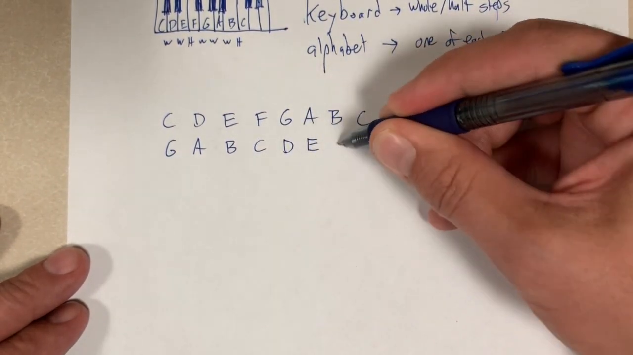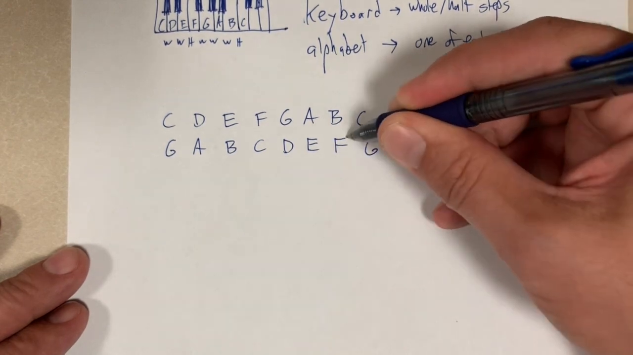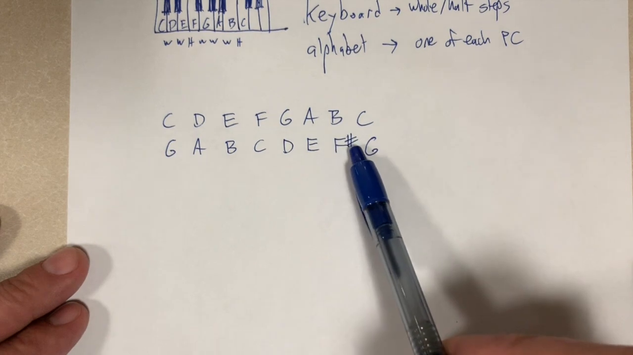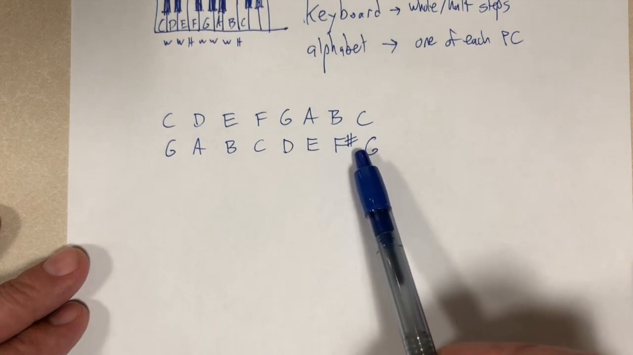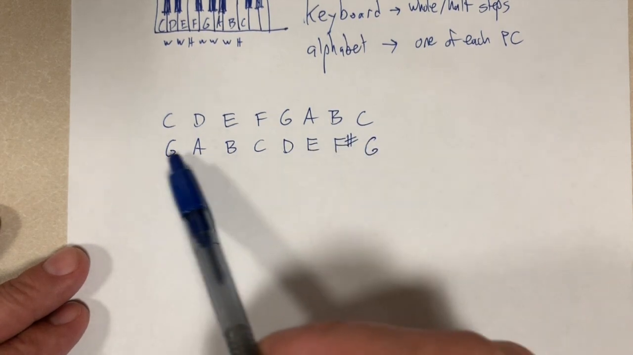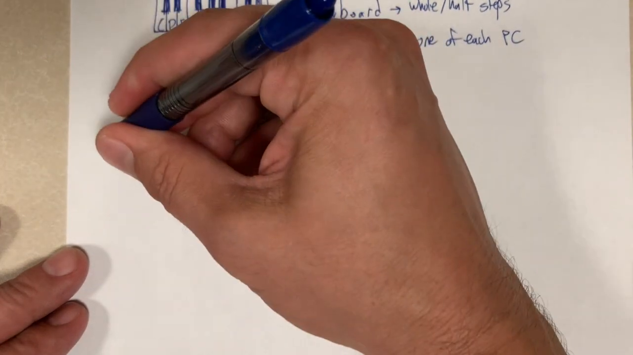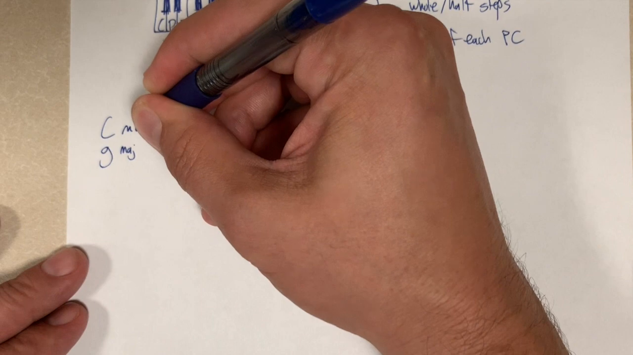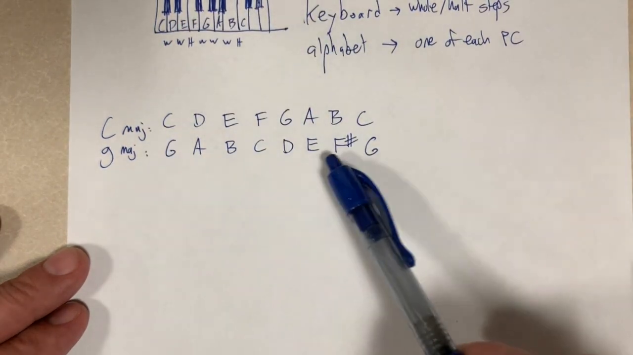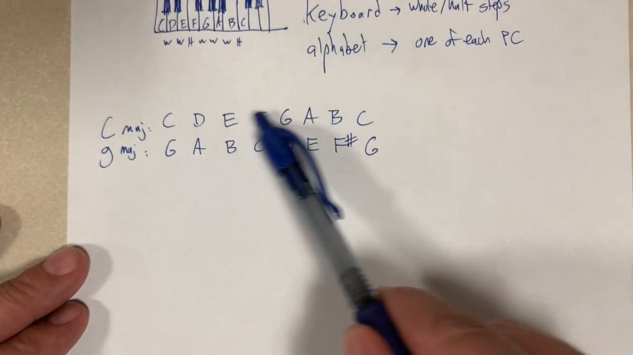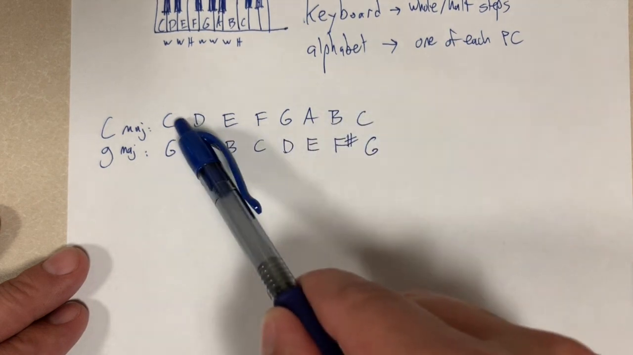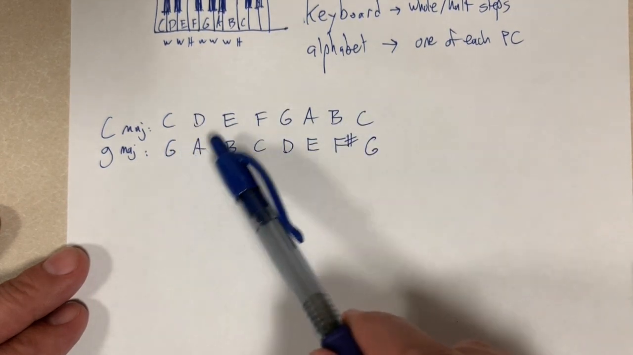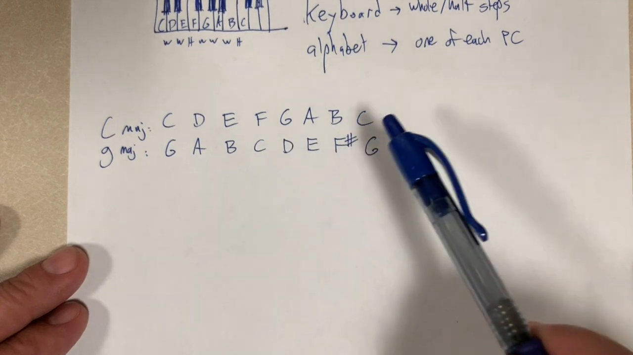But if we want to keep our correct setup of whole and half steps, we had to use an F sharp. That's the only pitch class that's different between a G major scale and a C major scale. In a C major scale, you have C, D, E, F, G, A, B, C. In a G major scale, you have G, A, B, C, D, E, F sharp, G.